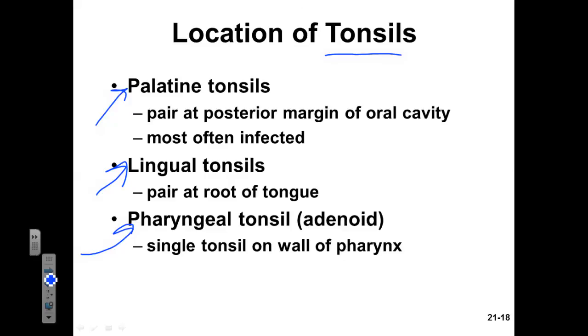So these palatine tonsils are in our mouth, also known as our oral cavity. To find the palatine tonsils, you need to go to the posterior margin of our oral cavity. What does that mean? That means the back of our mouth. These are the tonsils that are most often infected because of their location, and because they're most often infected, these are the tonsils that are very often removed.